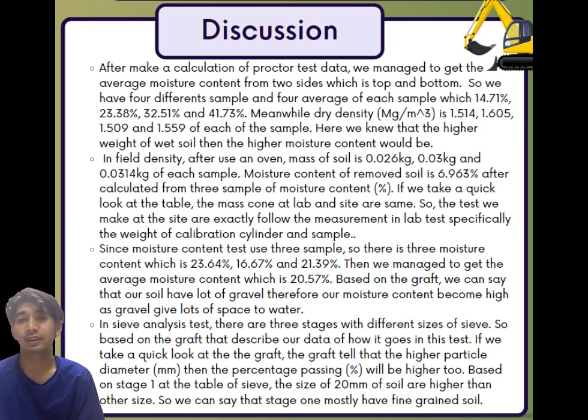For the next test, this is the final test of this project, which is the particle size distribution sieve analysis. The objective of this test is to determine the percentage of different grain size of our soil sample. To conduct this test, there will be 3 stages, and we need to fill up all the 3 stages in order to get the percentage of different grain size.